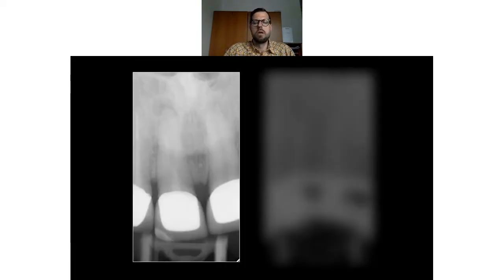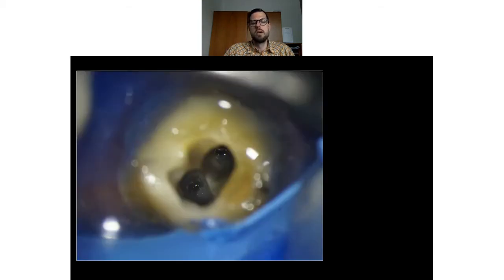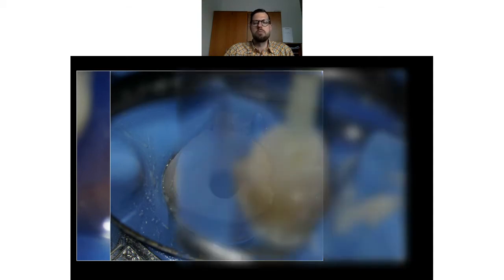So this is before and after, and you wouldn't say about this case that it was so hard for me to find it. And this is what I got. So there are two canals. One is right, one is wrong. So I did my pre-endo. I adhesively sealed the wrong one, and then I put a big post inside.